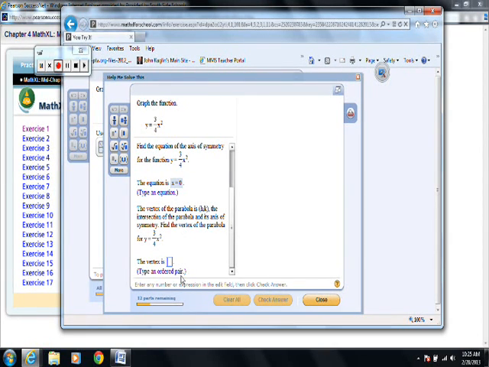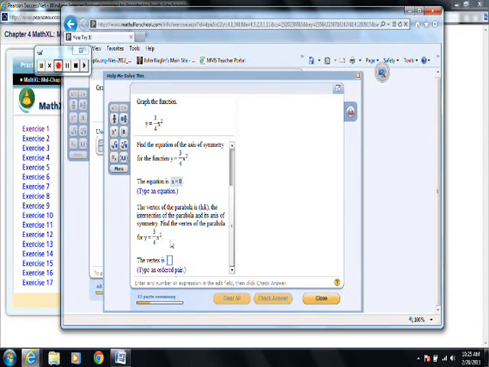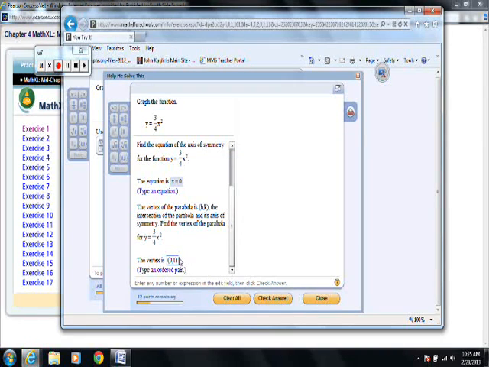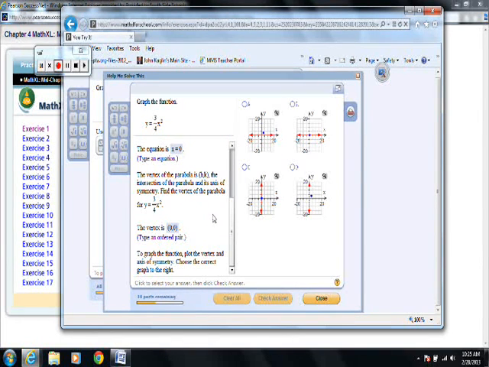Now what I'm going to do is I'm going to get this incorrect so you may see what happens when a student gets something incorrect. The vertex, the answer is 0, 0. I'm going to put in the answer of 0, 1, and they will tell you that is incorrect. They also tell you how to find the vertex. So let's say that your student does that, and they get the right answer. You can continue to move on.